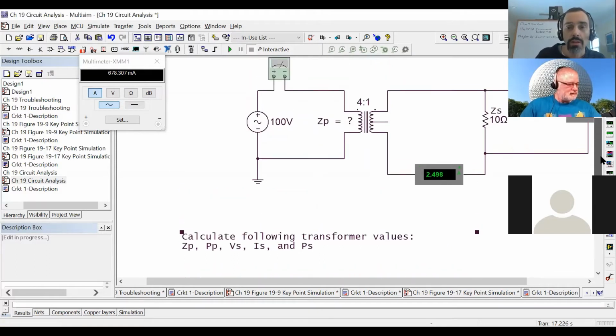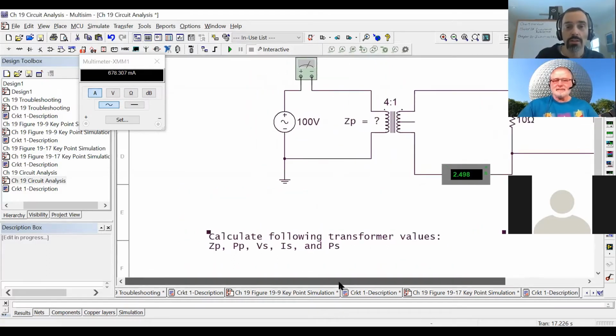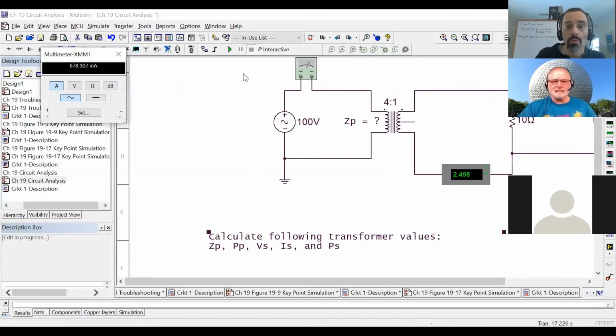Okay, so the first thing is, and since John chimed in already on that, we're going to use the equation, if you remember back. Remember to have your notes if you need to. I'll put these down just so we know. NP over NS is equal to VP over VS.